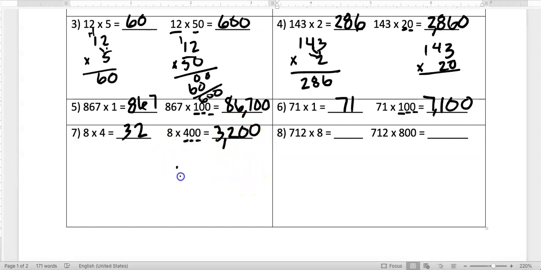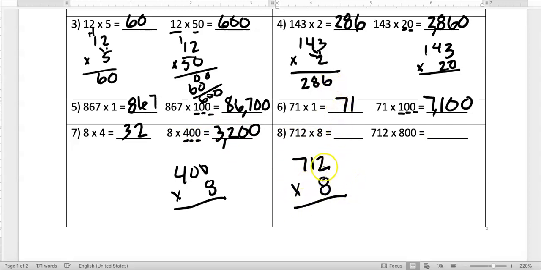Very simple. And again, it beats you having to go through the algorithm that way. Just make sure you remember to add those zeros at the end. Let's go ahead with 712 times 8. So we have 8 times 2, which is 16. 8 times 1, which is 8, plus that 1 gives you 9. 8 times 7 gives you 56. Don't forget your comma. So 712 times 8 gives you 5,696.